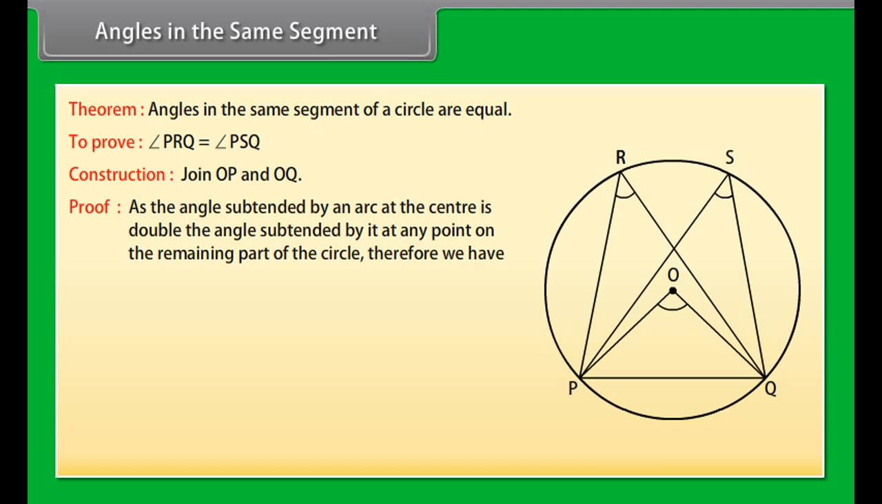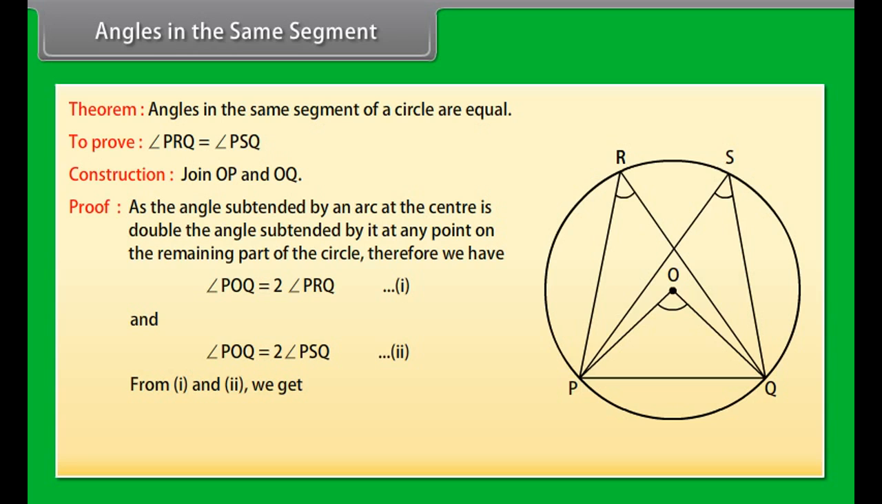Proof: as the angle subtended by an arc at the center is double the angle subtended by it at any point on the remaining part of the circle, we have angle POQ is equal to 2 angle PRQ. Mark it as 1. And angle POQ is equal to 2 angle PSQ. Mark it as 2. From first and second we get 2 angle PRQ is equal to 2 angle PSQ. Therefore, angle PRQ is equal to angle PSQ.